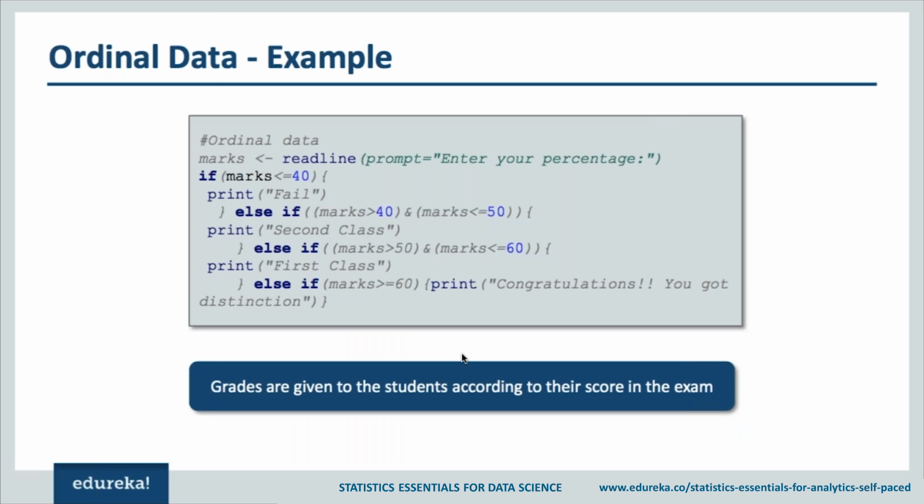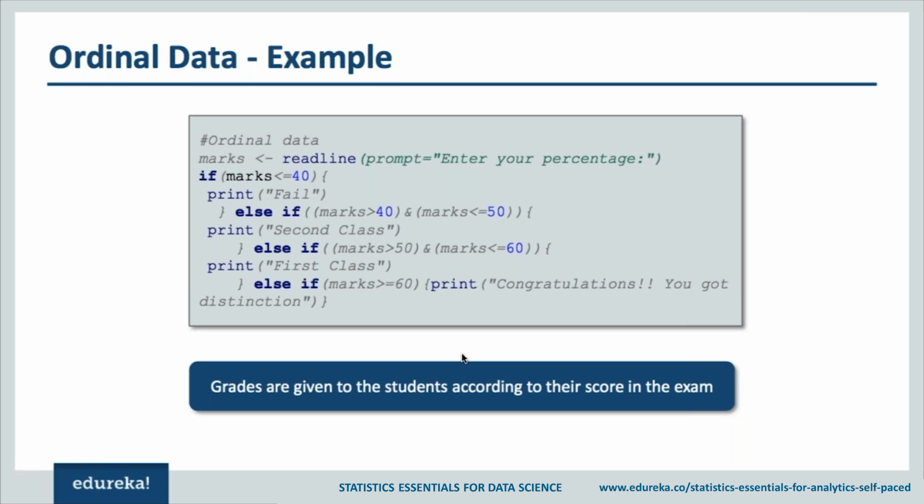If you want an example of ordinal data, it's pretty simple and straightforward. If you talk about marks, the value of the marks has some inherent order, because the check that we have placed here is: if the value of the marks is less than 40, then that student is considered failed. If it is between 40 and 50, then it's second class. If it's between 50 and 60, that's first class. And if it's more than or equal to 60, then the message is congratulations, you got a distinction.